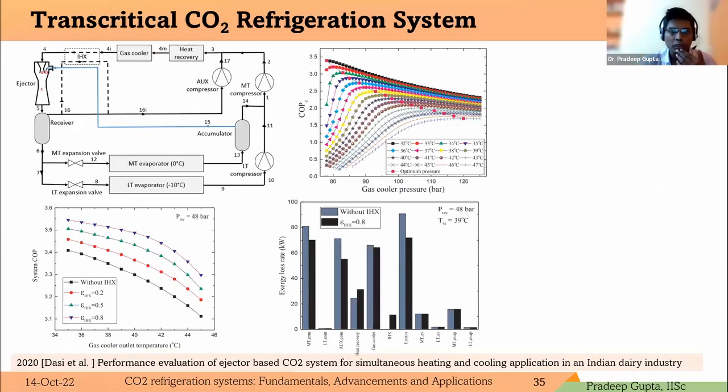Now this slide shows the use of an internal heat exchanger in combination with the ejector. We can see the efficiency of the system increases. This is without a heat exchanger, and as the effectiveness of the heat exchanger increases, the efficiency increases. This is the total exergy loss while using an ejector, and this graph is just the optimization of the discharge pressure at different ambient conditions.